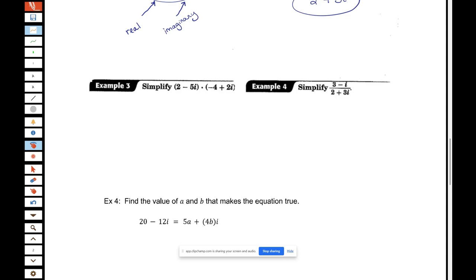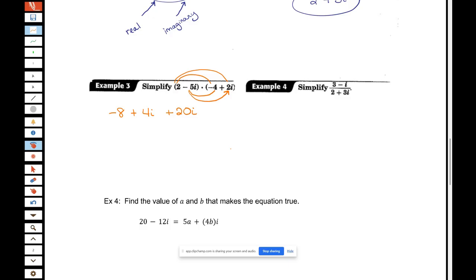All right, so we get a FOIL here. 2 times negative 4 is negative 8. 2 times positive 2i is plus 4i. Oh, wait a minute. This isn't i squared. This is just i. I'm sorry. 2 times 2i is 4i, not 4i squared. Negative 5i times negative 4, negative times negative is positive 20i.